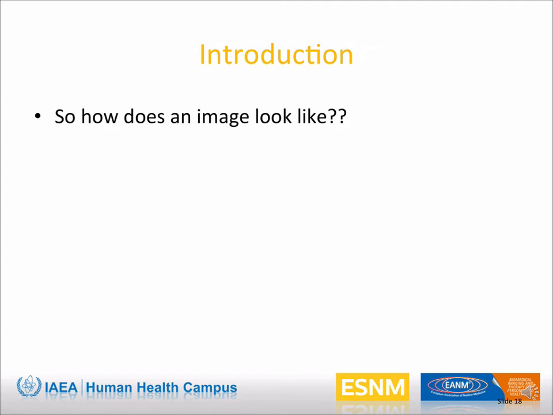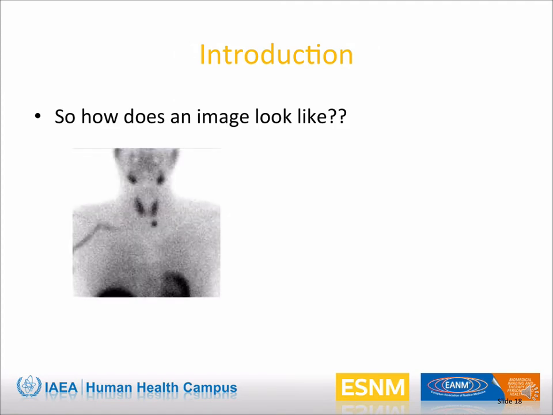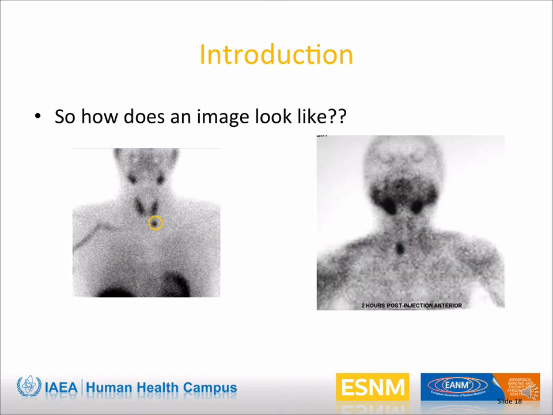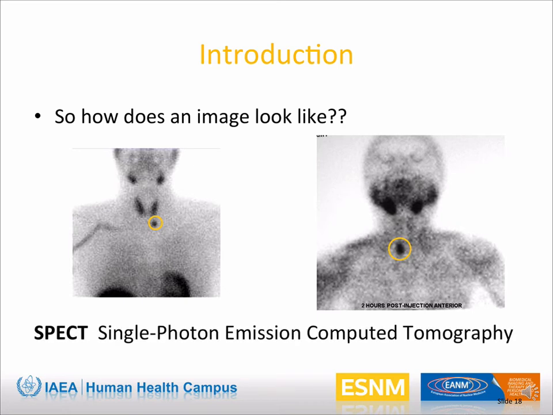So what does an image look like? Here we have a sestamibi scan of a patient, and you can see there's some symmetrical uptake here and here. But this thing looks strange, and that's right, that is a cancer. Here, again, it's a sestamibi image. We have the nice symmetrical uptake in the salivary glands, but this one is suspected. And yes, that's also a cancer. SPECT stands for Single Photon Emission Computed Tomography.